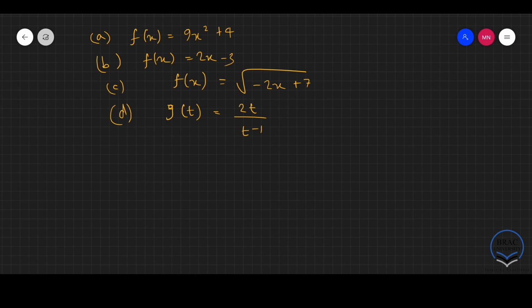Now I want to find the domain and range of each of these functions, right? So let's consider the very first function. Let's consider a, which is f of x is equal to 9x squared plus 4. Right, so now I want to find the domain and range of this specific function for now.